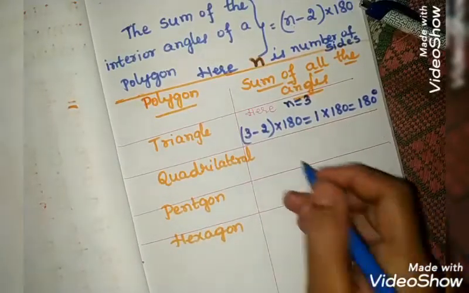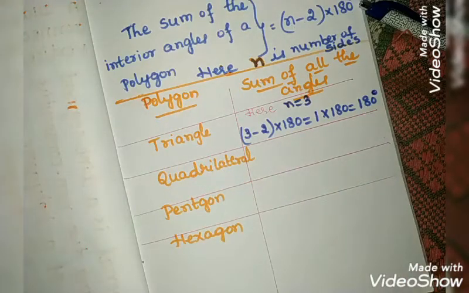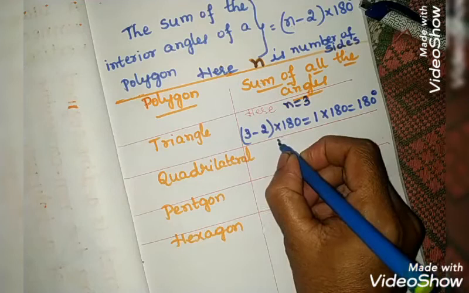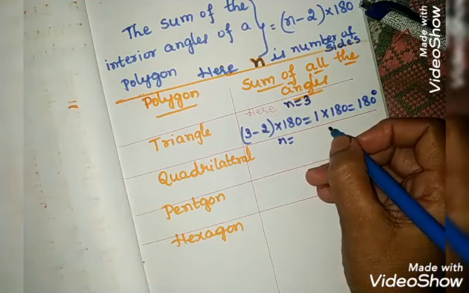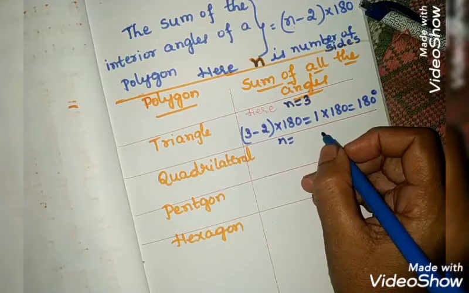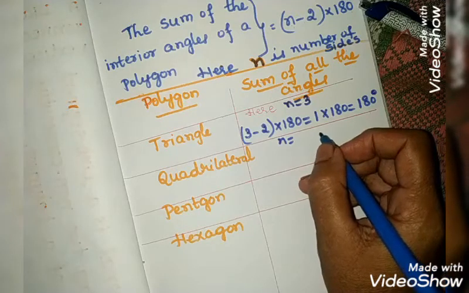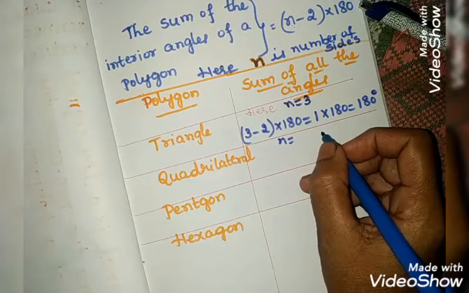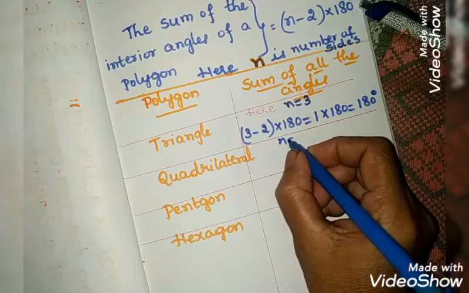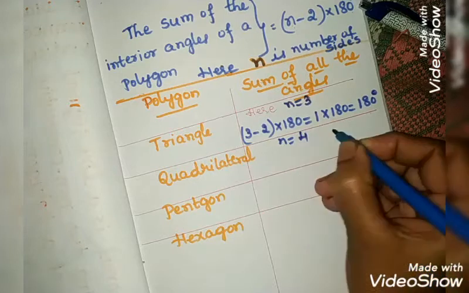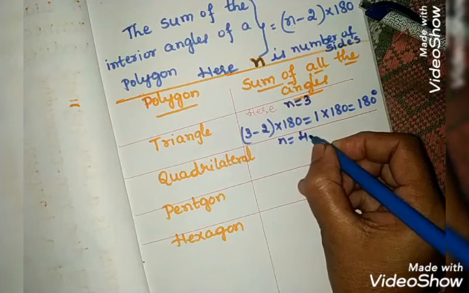Next, let us go for a quadrilateral. What is the sum of all the angles of a quadrilateral? Let us check it out. We know the answer, 360 degree. Those are common shapes we are coming across, isn't it? So we know that the sum of all the angles of a quadrilateral is 360 degree. But how did we get it? Let us check it out. n is equal to 4 in a quadrilateral. We know that, isn't it? Number of sides is 4.